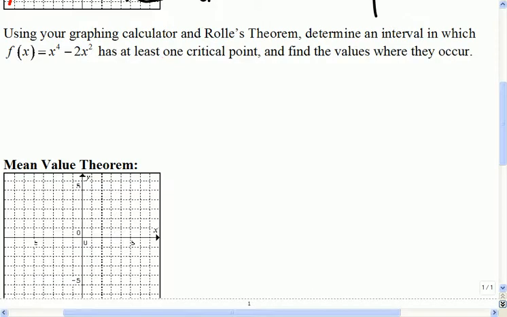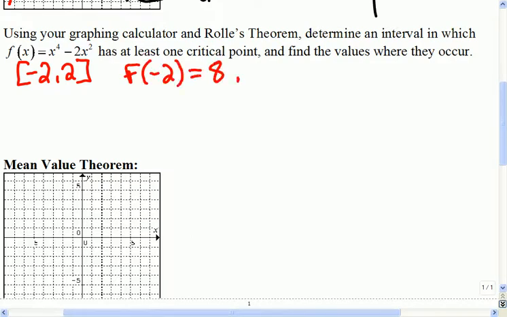So let's choose the interval from negative 2 to 2. And now we have to ask ourselves, is it differentiable everywhere inside there? Yeah, hands up if you think so. Yes, it's polynomial. There'll be no problems. Okay, so that means f of negative 2 equals 8, and f of 2 equals 8.